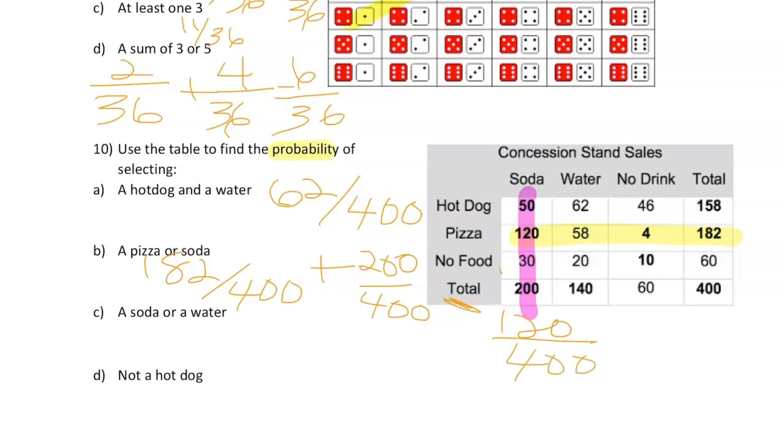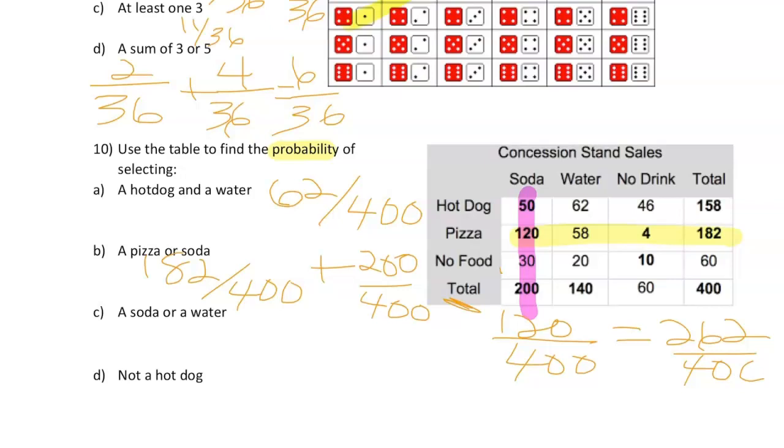So I have 182, plus I have a 200, and then I'm going to subtract away a 120, and that gives me, for that OR problem, 262 over 400. Look at the next one.